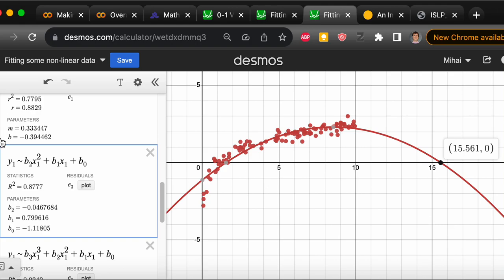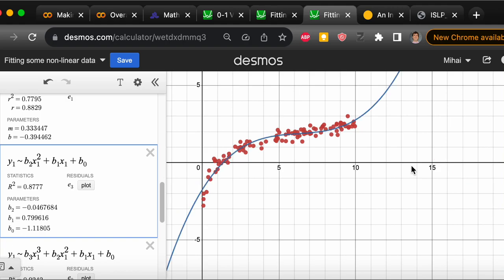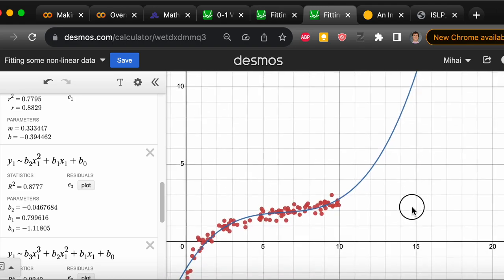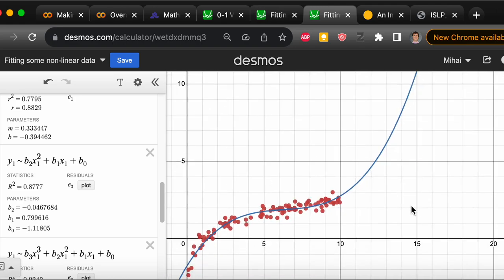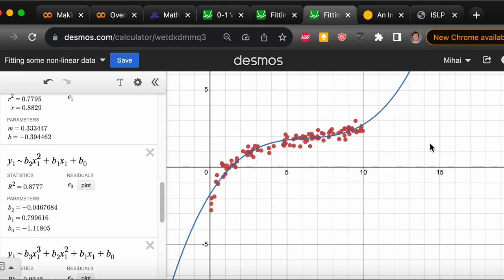You could try even a cubic, and you get something like that. But now it has the opposite problem where I think it's going up too fast. Before it seemed like it was slowing down, but this cubic goes up to infinity very quickly, and I don't trust that either. So these polynomials are somehow not the intrinsic shape of the data, because it's intrinsically nonlinear. It's not a polynomial, it's not linear. They're not satisfactory.